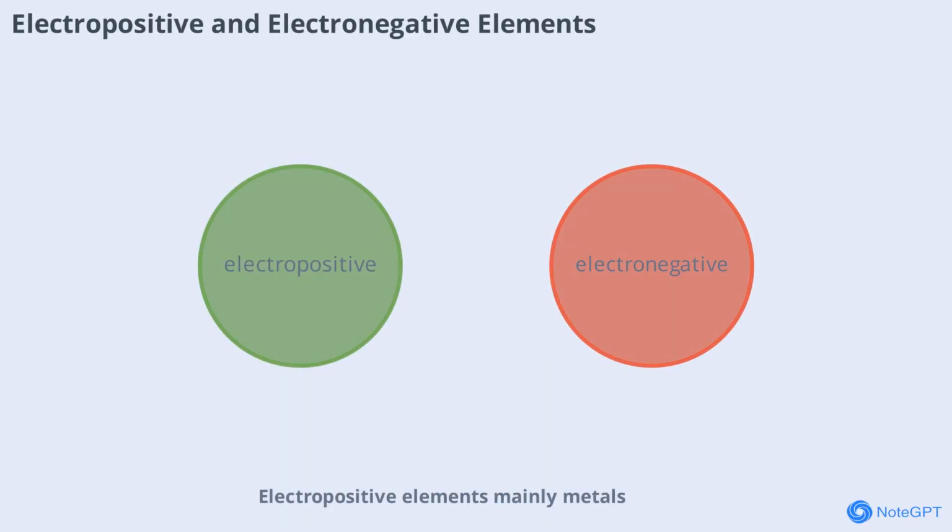Electropositive elements, mainly metals, tend to lose electrons and form positive ions. Electronegative elements, mainly nonmetals, tend to gain electrons. The degree of electropositivity decreases across a period and increases down a group, while electronegativity shows the opposite trend. These concepts are fundamental for understanding ionic and covalent bonding.